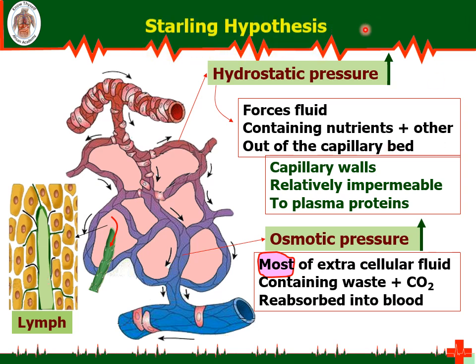This process is explained by a hypothesis known as the Starling hypothesis. So lymph is formed, and this is explained by the Starling hypothesis, which I have mentioned here in sequence.